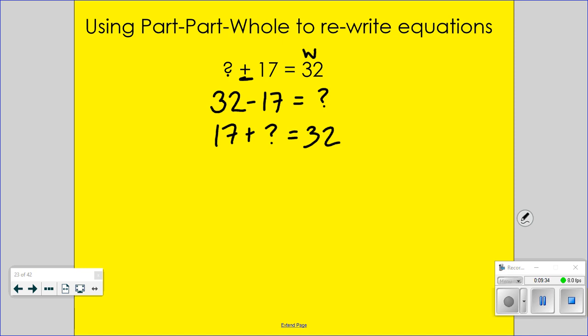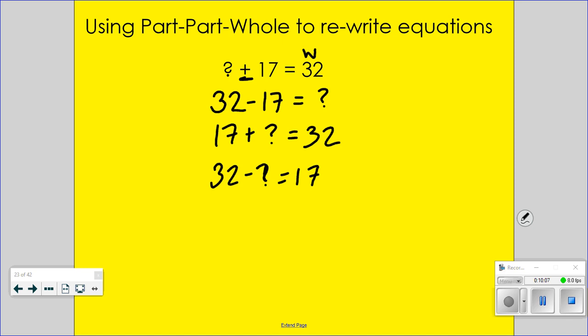So if this said 17 plus 17 plus 17 plus 17, I might be able to do some division because I have groups of 17. But I don't have that here. Did you come up with another equation? Yep, we already have that one. 32 minus question mark equals 17. I don't think that equation is going to be particularly helpful, but you could make one.